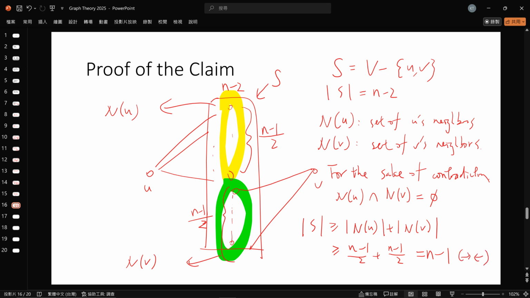Okay, so from this inequality, we get that the size of S is at least m minus 1. However, in the beginning, from the definition of this set S, we know that the size of S is exactly m minus 2. Okay, so m minus 2 is not greater than m minus 1, so that's a contradiction.